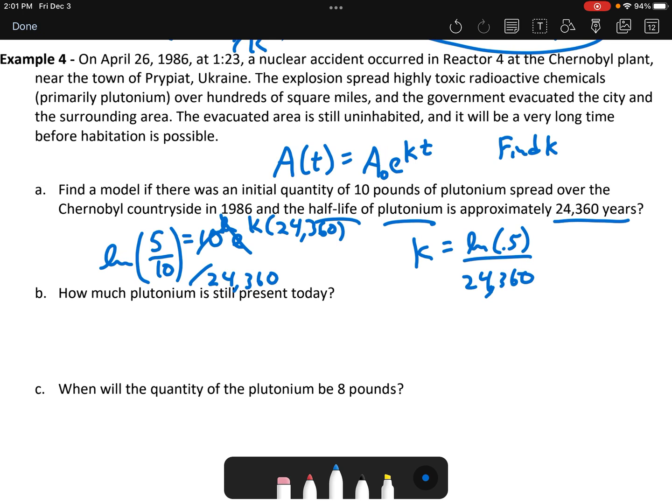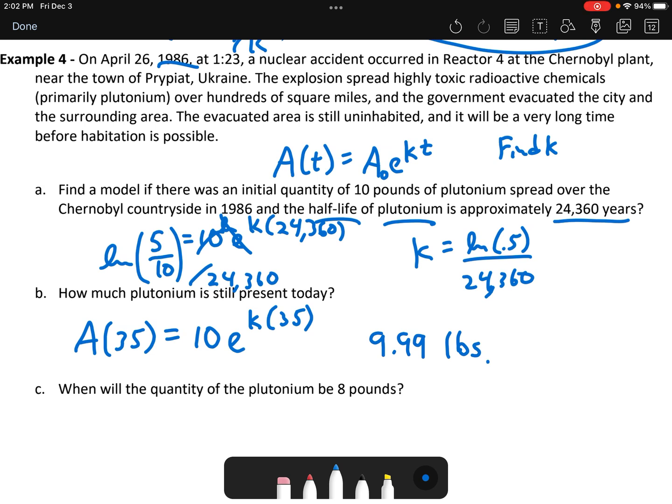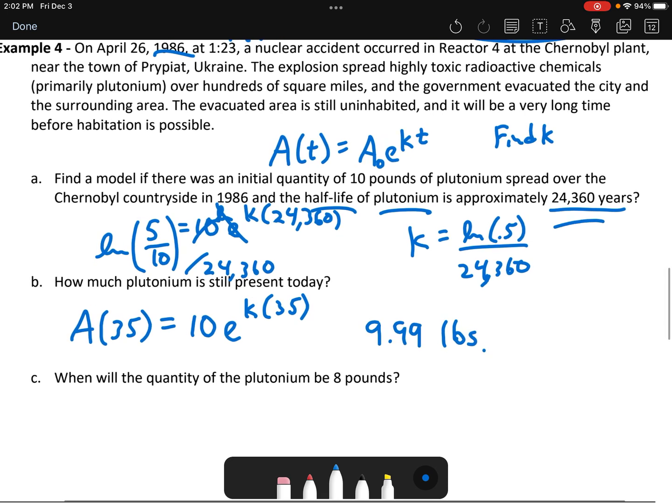So then it goes, how much plutonium is still present today? Well, if this happened in 1986, that was, let's see, 14 plus 21, 35 years ago. So we want to know today, if we had 10 pounds, what would we have today? How much is still there? Well, that's one where you can type straight in. 10e to the 35 alpha K. 9.99 pounds still remains. Makes perfect sense. Look at the half-life, right?